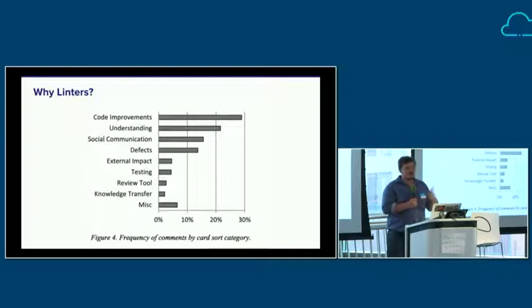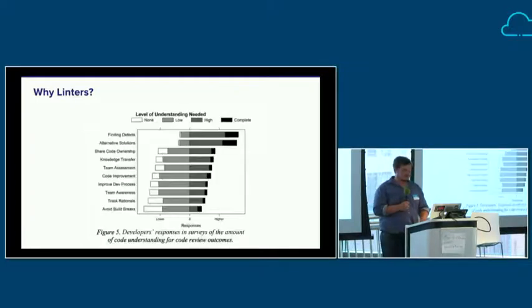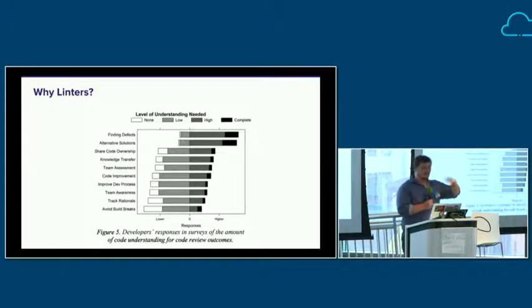And no, this isn't totally unreasonable, right? It's way more valuable to catch a defect at code review time. So it's not totally unreasonable, but it is not the expectation for why people do code review. Similarly, they asked people what level of understanding they feel is required to address these different issues. Finding defects and alternative solutions, they felt required the most understanding of an underlying system.